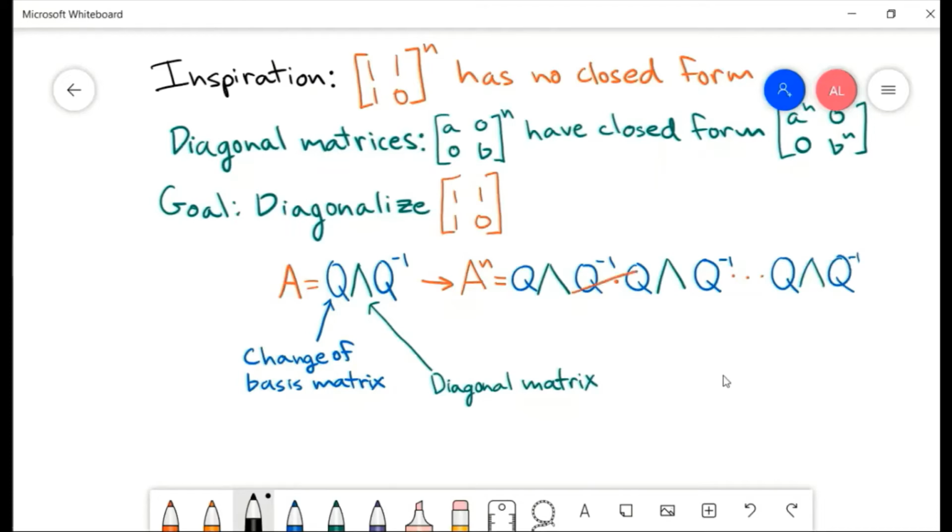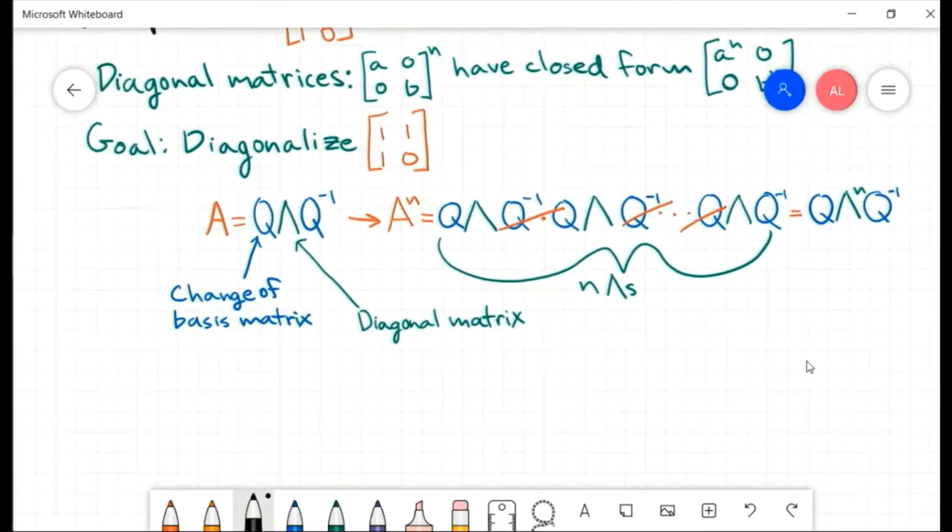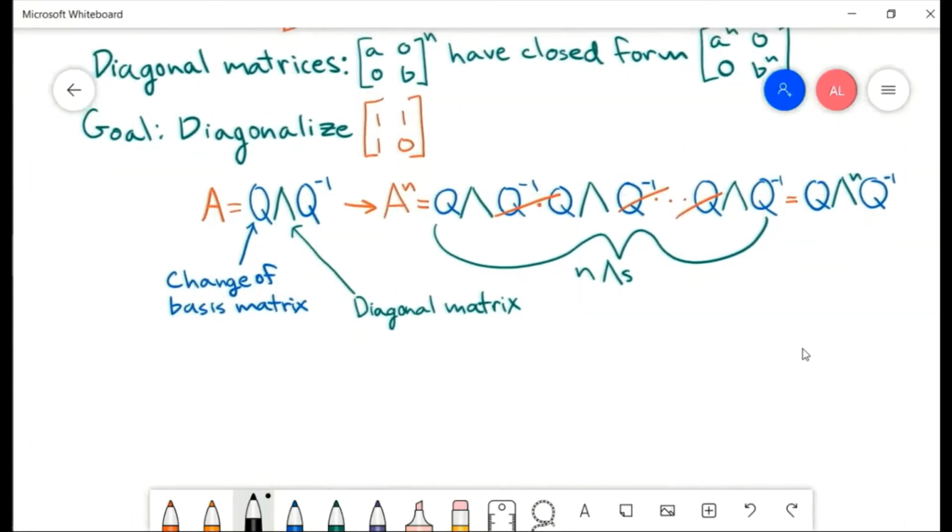Now notice that all the Q inverses and Q's, by the associativity of matrix multiplication, get cancelled out. So all the Q's and Q inverses on the inside get cancelled out, and now there are n lambdas multiplied by each other. And so we have that this right here is Q lambda to the n Q inverse. So in fact, raising this matrix to the n just raises the lambda matrix to the nth power.